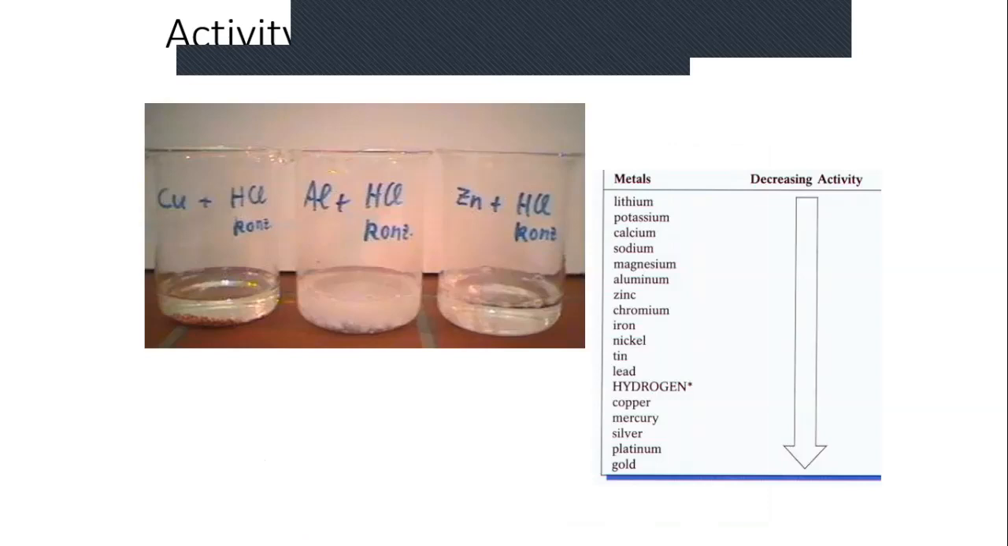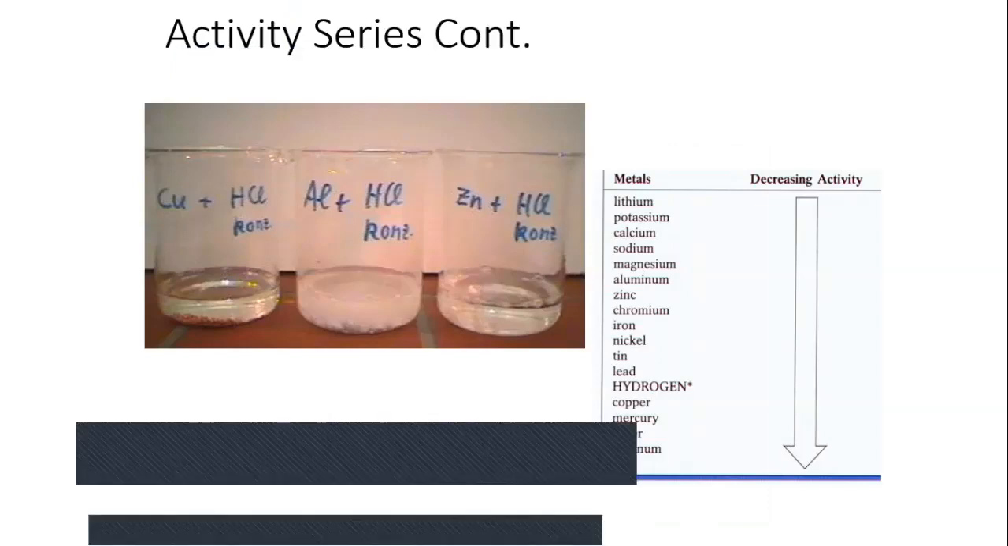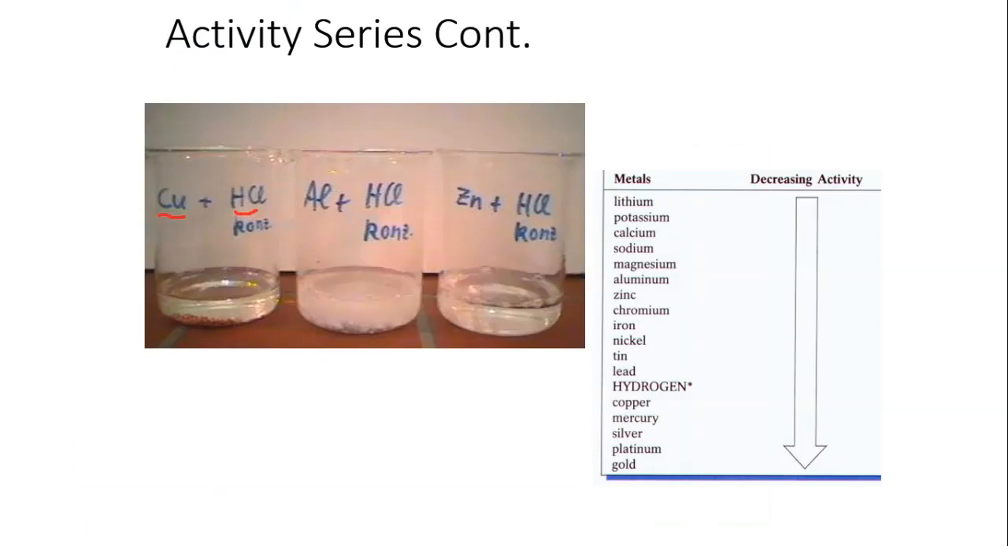So here we have three solutions: copper plus HCl, aluminum plus HCl, and zinc plus HCl. Which one of these will cause a reaction, and which ones will not? If we look at the copper and HCl, no reaction occurs because copper is less active than hydrogen. It's not going to displace the hydrogen from hydrochloric acid, so no reaction will occur.